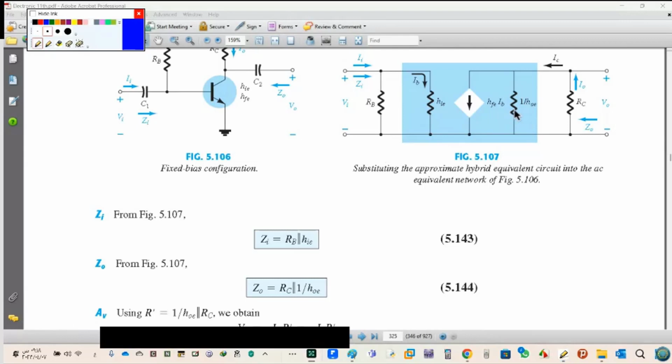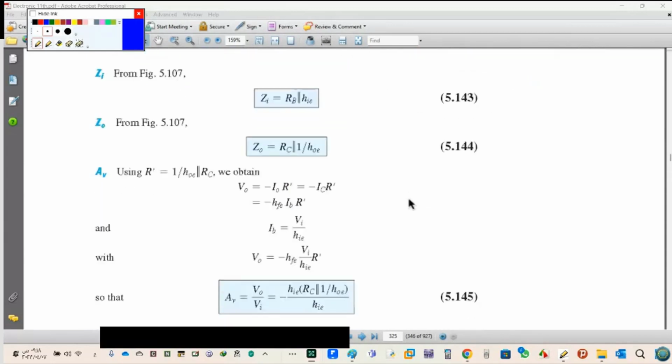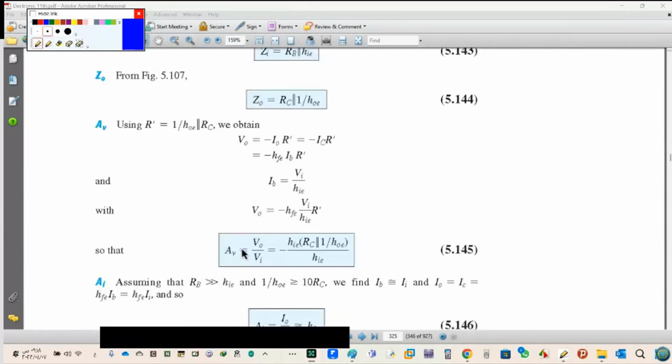Then here, 1 over HOE in parallel with RC. Now, AV, it's VO over VI. It's minus. Okay, what is this? It's hard. Not hard. Let's start to analyze this. AV before it was, yes, minus RC in parallel with RO over RE.